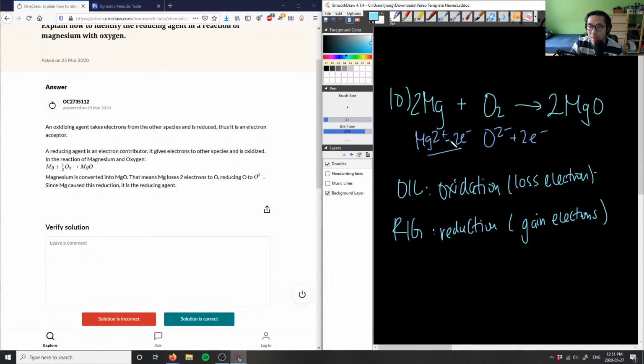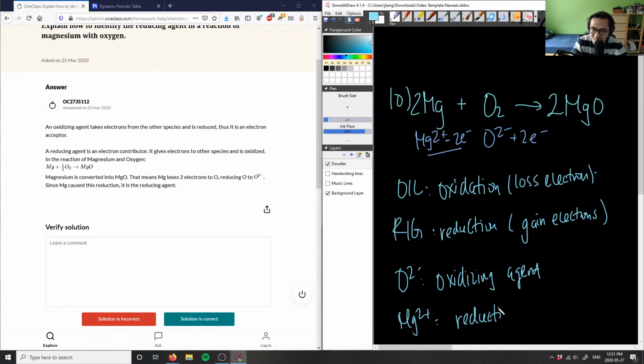So in this case here, magnesium is the reducing agent. And oxygen here is going to be our oxidizing reagent. So magnesium is the reducing agent, and this here is the oxidizing. So therefore, the O2- here is going to be the oxidizing agent, and the Mg2+ is going to be the reducing agent.